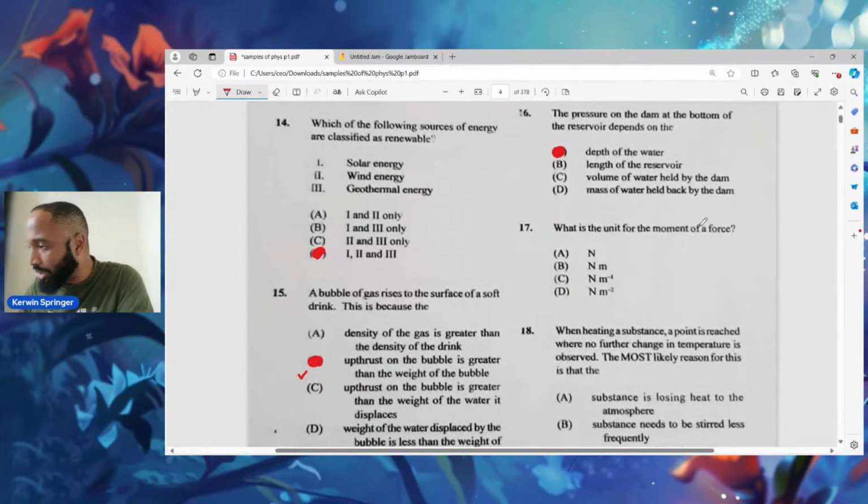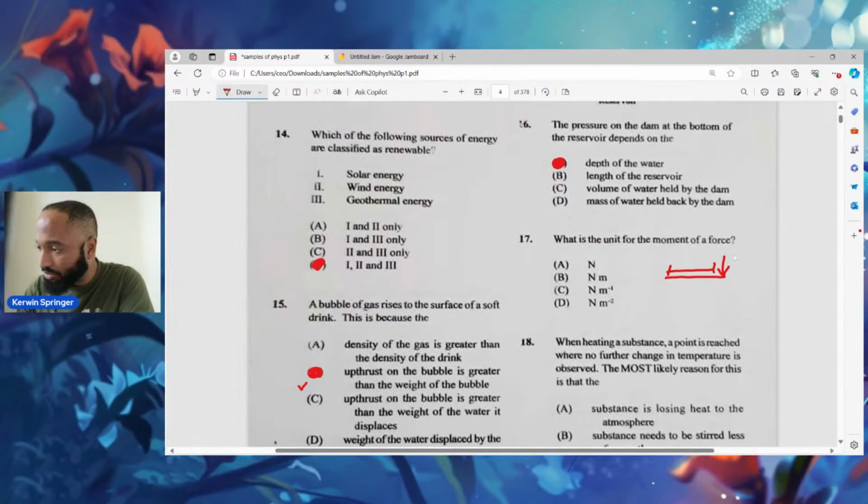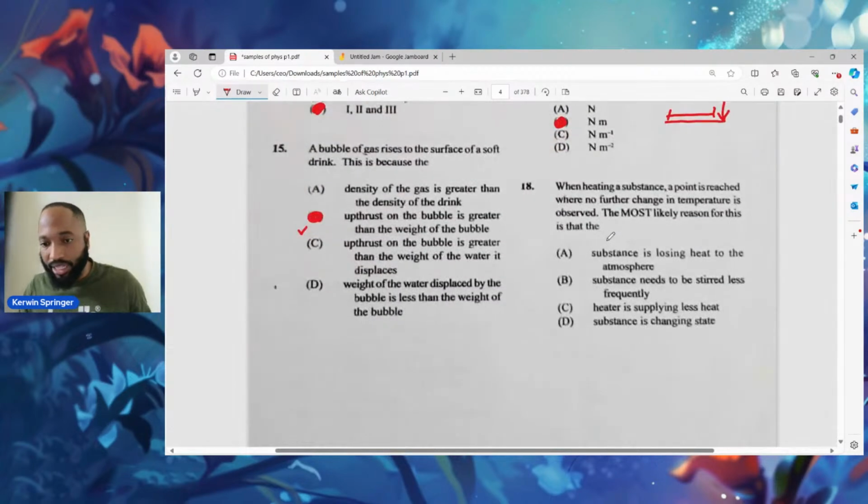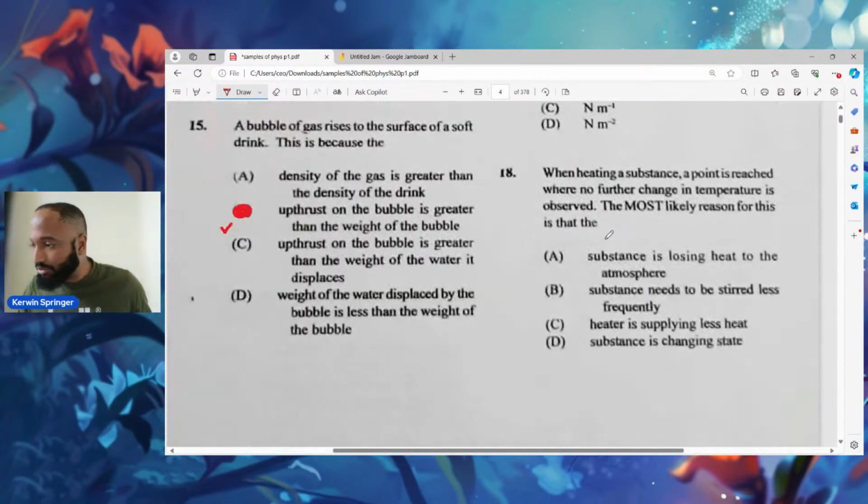Which of the moment of a force? So moment is a product of force, the normal force, by the perpendicular distance to the pivot. So Newton meter. Newton meter is the answer for this one. 17 is actually B, guys. Yes. Nice. Well done, Dejani and Somali.